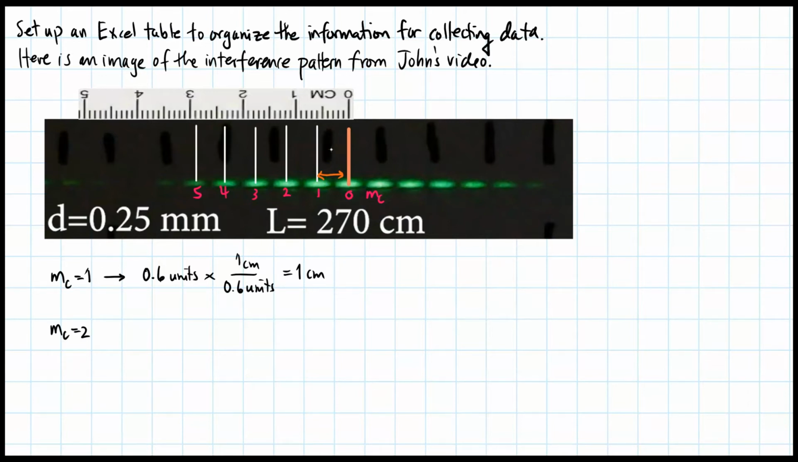m equal to 2. When I look at this scale, you could see that the distance I'm going to be looking at is the distance between these two fringes. Note that the distance is 1.2 units, but those are 2 fringes. So if I have my scale again, you could see that this is again going to read 1 centimeter between these fringes.